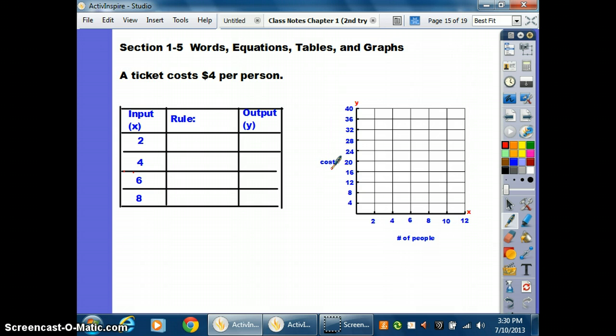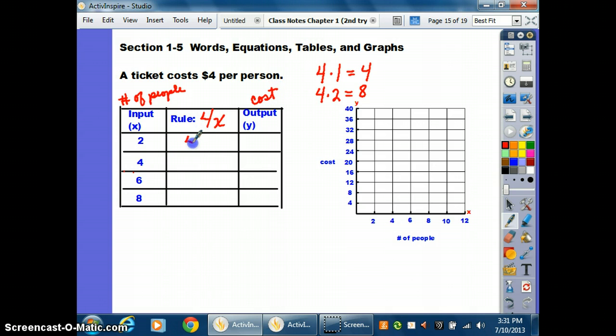Okay, so let's just think about this for a minute. If I have $4 and had maybe one person, it would cost $4, right? If I put in two people, $4 times 2, it would cost me 8. So it looks like my rule is $4 times how many people? X representing the number of people, and the output representing the cost.